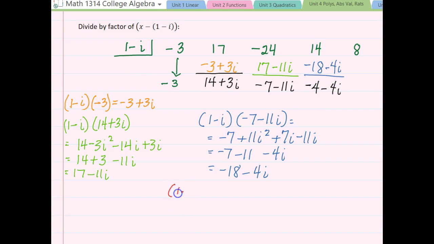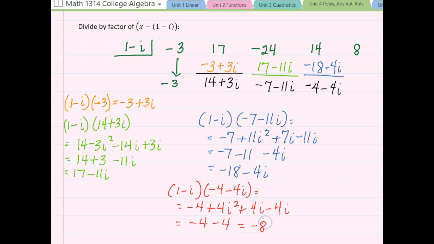Now we need to multiply 1 minus i times -4 minus 4i. Again, we're multiplying complex numbers, so 1 times a -4 is a -4. -i times a -4i will give me a positive 4i squared. A -i times a -4 will give me a positive 4i, and 1 times -4i is a -4i. Changing my i squared to a -1, we can see we're going to get -4 minus 4. My imaginaries cancel each other. When I add it to the last number, it becomes 0.